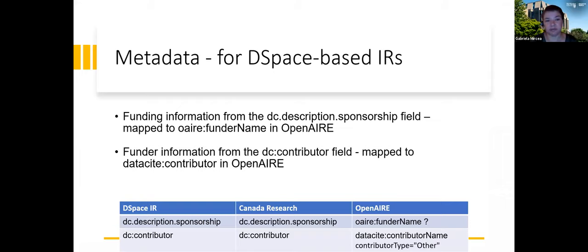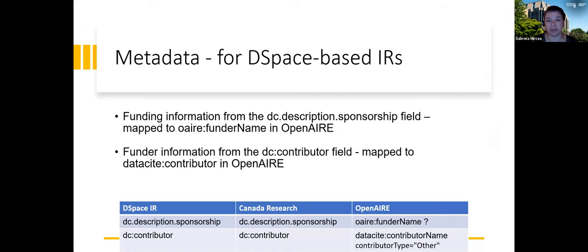We are now several months into the project, and during this time, we came across several issues, in particular, of course, with metadata. We looked specifically at the DC description sponsorship and DC contributor fields, because these fields are more likely to contain funder name or funder ID, grant or project name or number.